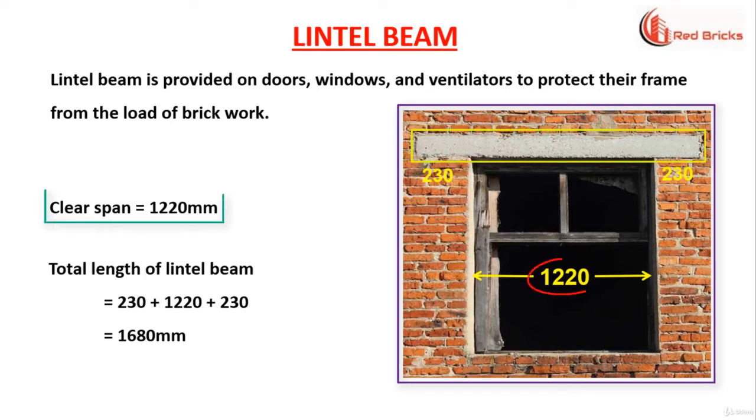Its clear span is 1220 millimeters. This 230 mm is left extra on both sides so that the lintel beam can optimize the load above it. The total length of lintel beam in this scenario is 230 plus 1220 plus 230, which is equal to 1680 mm. Now let us find the concrete quantity of lintel beam as per architectural plan.